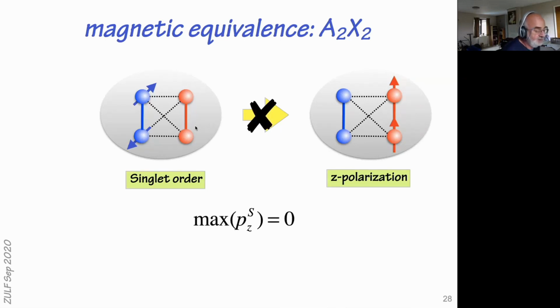So by symmetry, we can show that if the spins have this A2X2 coupling topology, so magnetic equivalence, you can't transfer any order from the singlet state of the protons to polarization on the S spins.